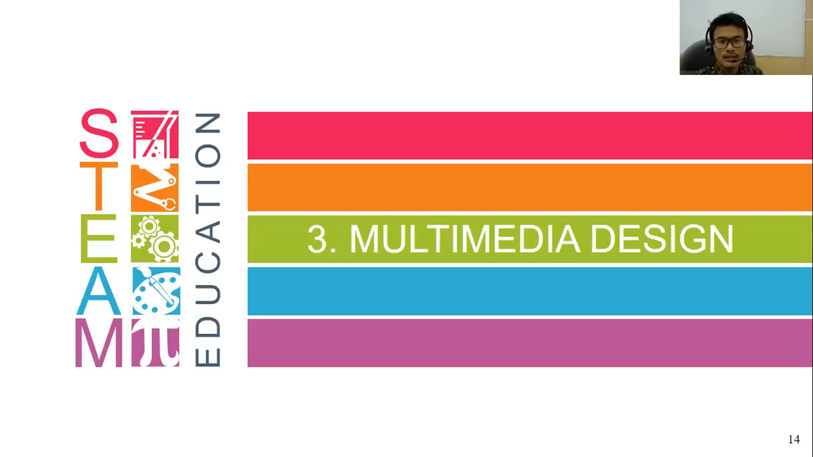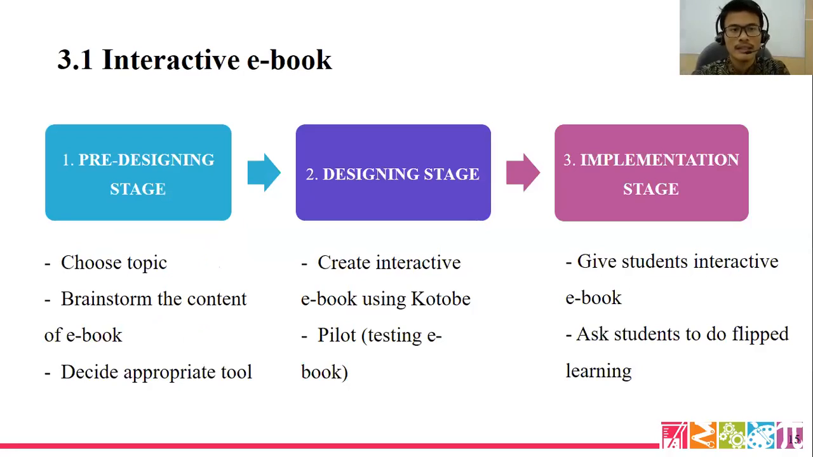Okay, the next is the multimedia design. Here we have an interactive ebook. The first is the pre-design stage, the second is the design stage, and the third is the implementation stage. For the pre-design stage, we choose a topic, brainstorm the context of the ebook, and then design an appropriate tool. For the design stage, we create the interactive ebook using Kotobee, and then pilot test the ebook. And in the third, implementation stage, we give students the interactive ebook and ask them to do flipped learning.